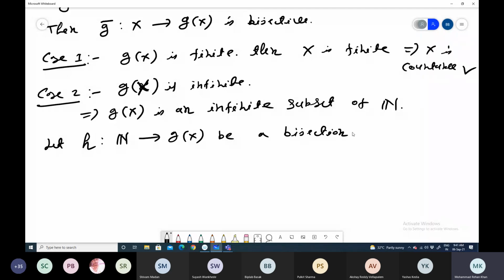Sir, I cannot hear this line. And to GX means, since GX is also natural, we defined GX to N earlier, so the output of GX is also a natural number. So what is the meaning of this line, this N to GX? I can't understand it.